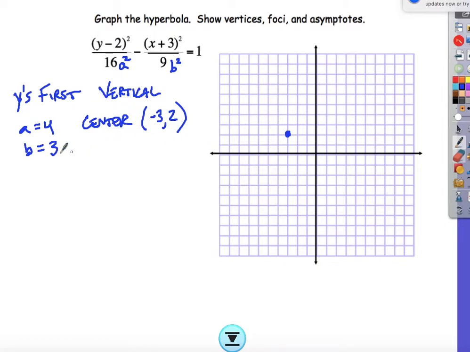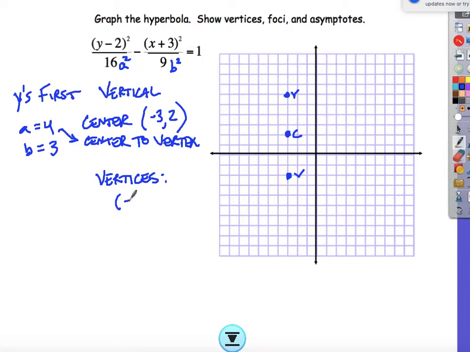It's vertically aligned, so I'm going to go up and down to get my vertices. So A is from center to vertex. So I'm going to go up 1, 2, 3, 4 and put a vertex there. This is my center, and I'm going to go down 1, 2, 3, 4 and put a vertex there. So my vertices are at -3, 6, and -3, -2.